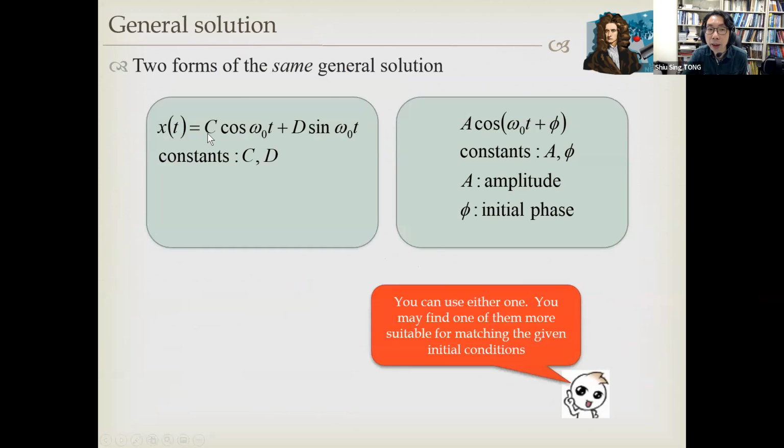So you can express the solution as a linear combination of a sine and a cosine, with the constants c and d. But you can also write the solution as the amplitude A multiplied by a cosine, where the cosine of omega naught t contains an initial phase, called phi. Here the undetermined constants are A and phi. Both solutions contain two undetermined constants, and they can be converted from one to the other. So the two solutions are actually equivalent to each other.